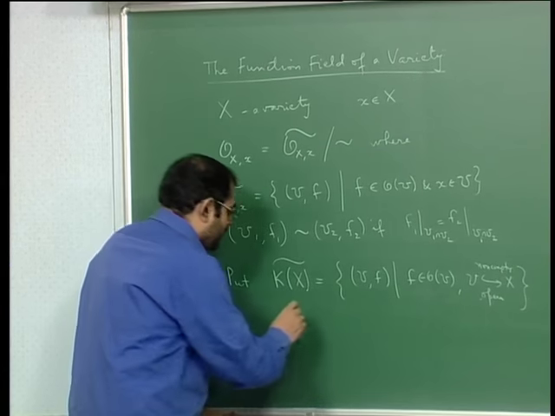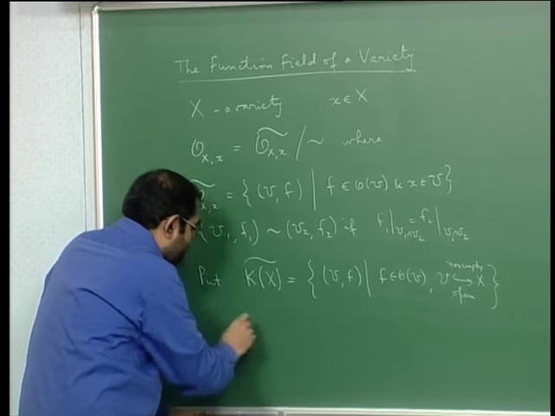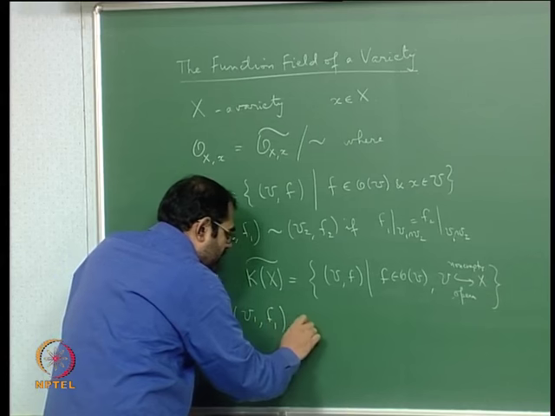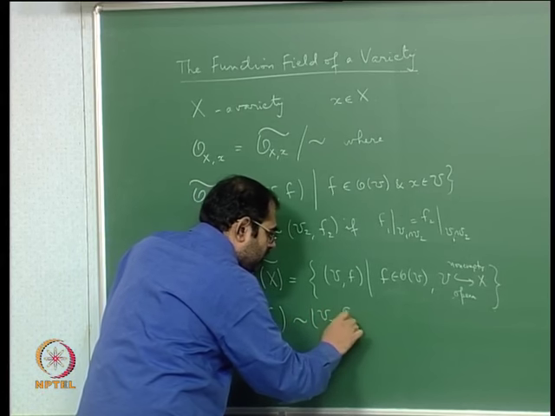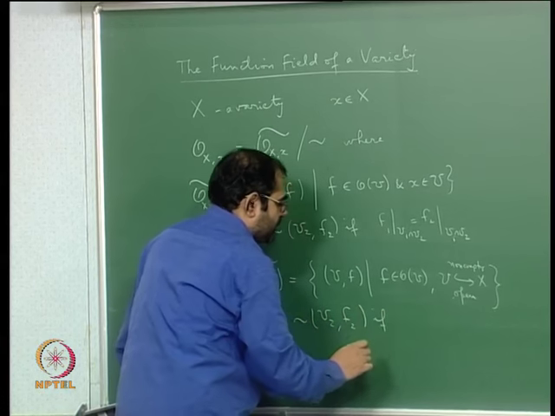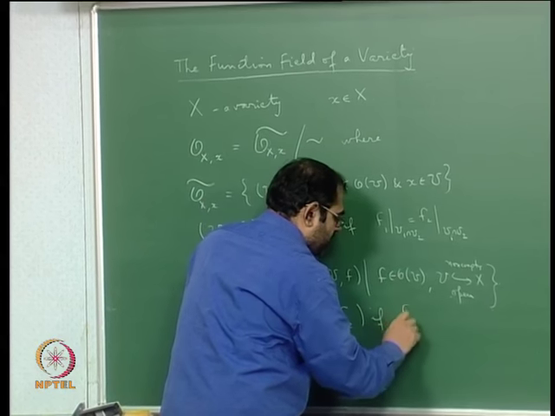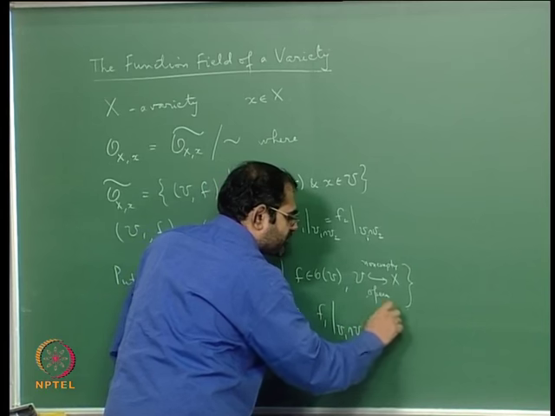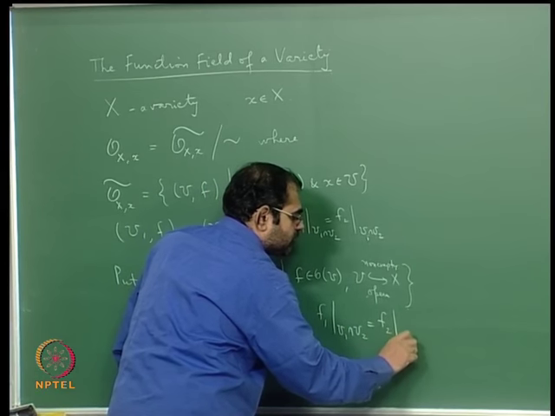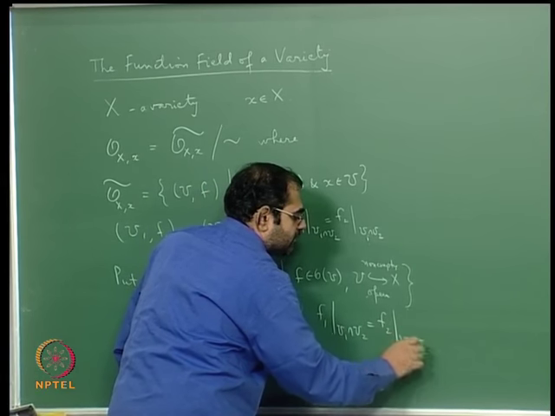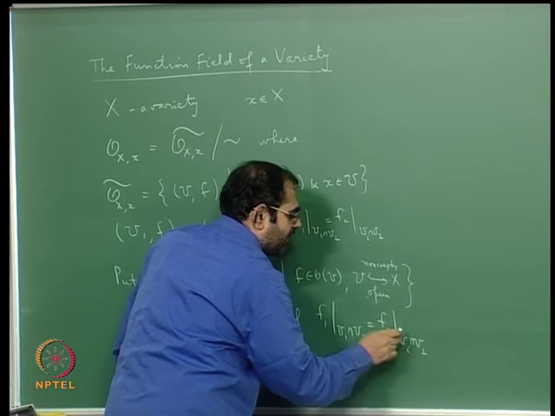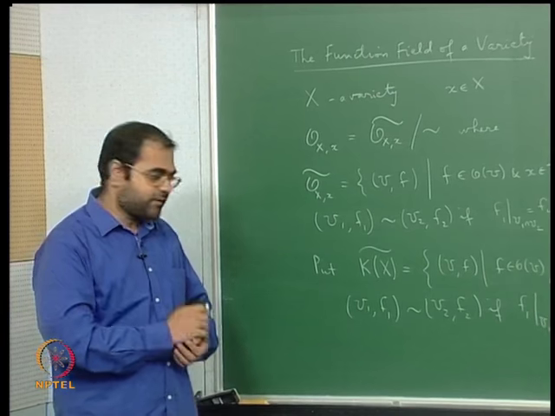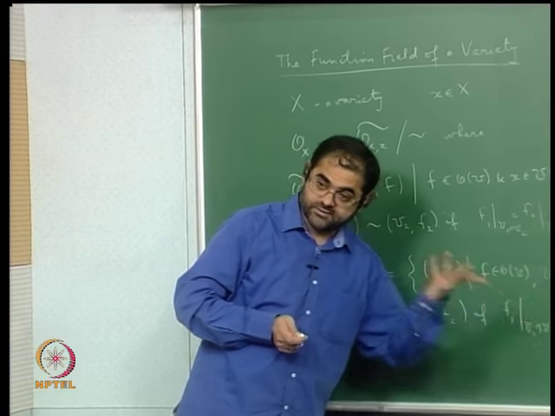So now again you define the same equivalence relation: (U1, f1) is equivalent to (U2, f2) if and only if f1 restricted to U1 intersection U2 is equal to f2 restricted to U1 intersection U2. Of course for this you need not require it on all of U1 intersection U2, it is enough to even require it on a non-empty open subset of U1 intersection U2.